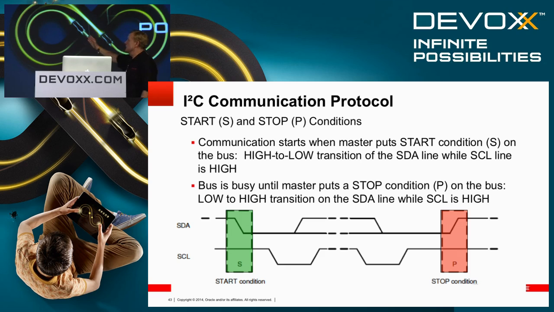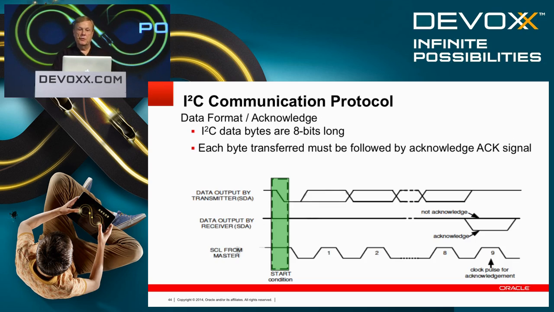Then when it wants to stop, while the clock signal is high, it brings the data signal back high. So that's the overall. And then going down a step, once it's started, we've got clock pulses on the bottom from the master. And if you look at the top, we've got some data happening, the data coming out.